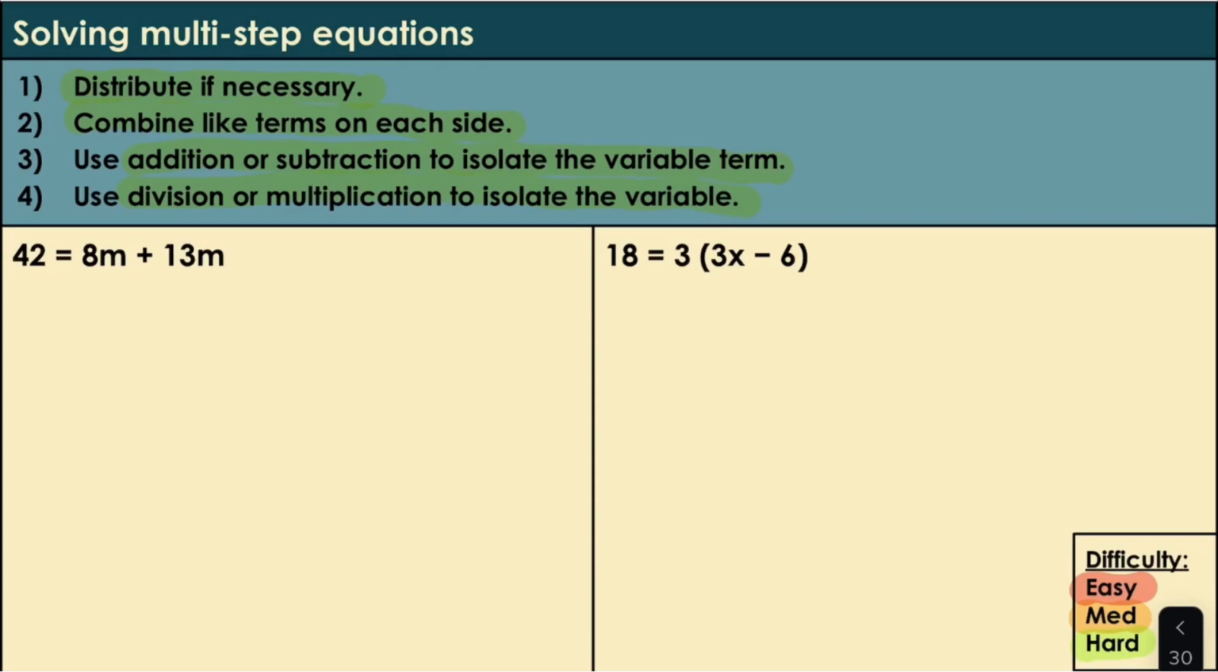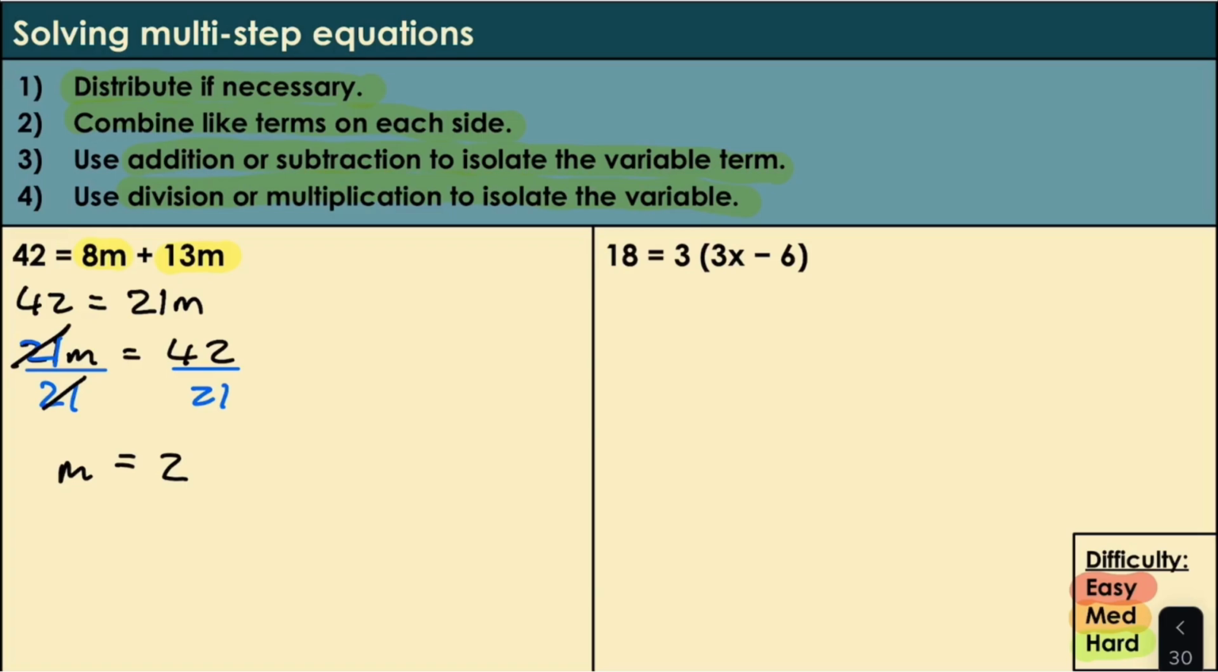Let's try some examples. In our first question, we can see like terms on the right-hand side. We will combine those first, 21m. Now, just for simplicity, I prefer to have my variable term on the left-hand side. Now, the coefficient of m is 21. I am multiplying by 21, so the inverse operation, divide by 21. The 21's cancel, and on the right side, 42 divided by 21 is 2.